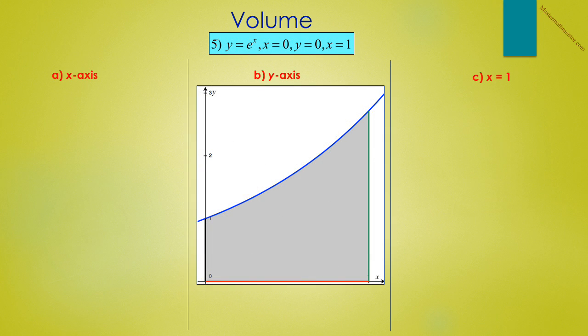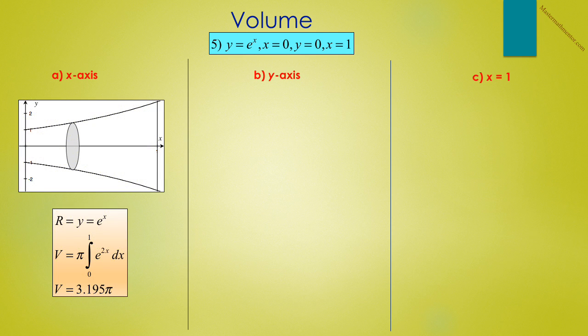In number 5, our curves are y equals e to the x, x equals 0, which is the y-axis, y equals 0, which is the x-axis, and the line x equals 1. Our region is well defined, and we would like to rotate this region around 3 different lines.